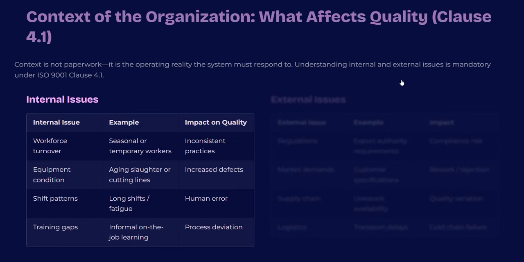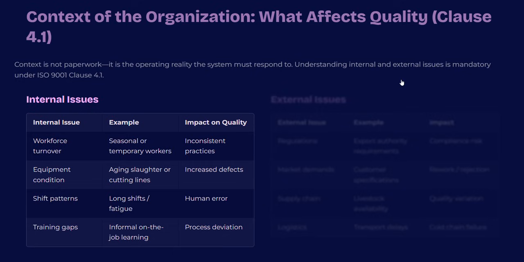Internal issue number one, we have workforce turnover. The example for that is seasonal or temporary workers. How does it affect quality? Inconsistent practices. We have another issue of equipment condition. Example, aging slaughter or cutting lines. It affects quality because it increases defects.